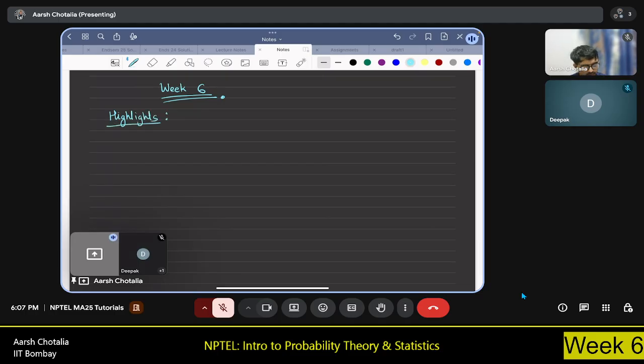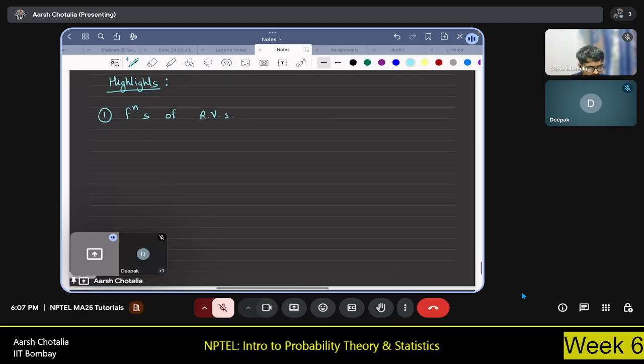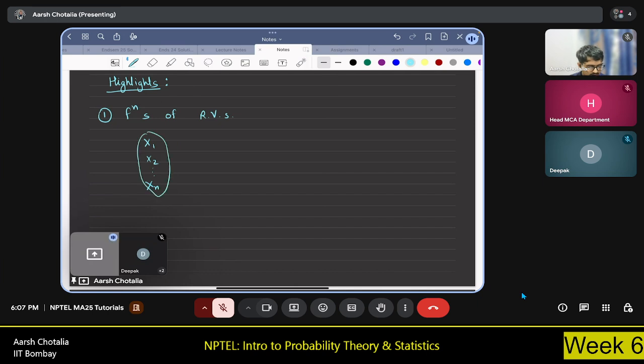So this week was about functions of random variables, which means we have a list of random variables x1, x2 up to xn, and then we take them through some functions g1, g2, etc. And we go to different variables y1, y2 up to yk, where k need not be the same as n.